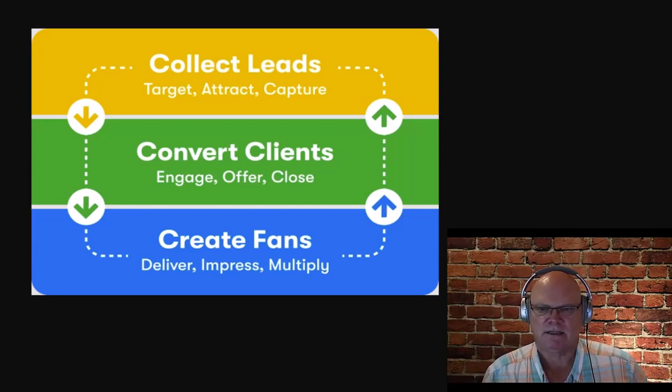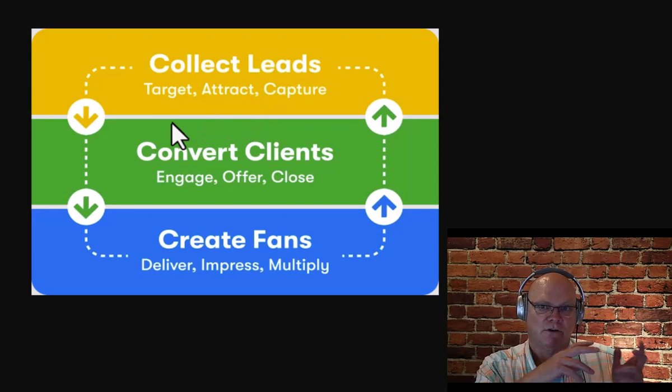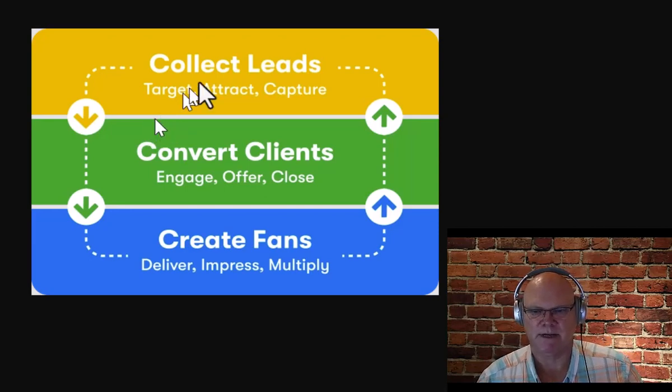So let's start here. This is the 9 steps broken into the 3 different areas that they all belong to. So the first area is collecting leads. That's kind of obvious. Without leads, you can't sell anything. And then taking those leads, converting them into clients. And then once you have them as clients, creating fans. And then obviously having that whole process repeat. So let's talk about the first 3.